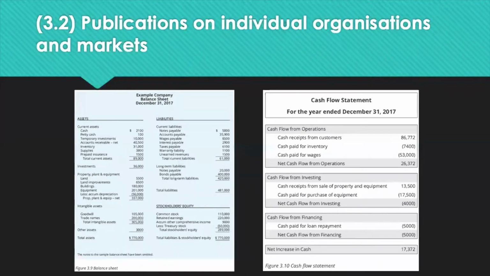So we're now going to look at publications on individual organisations and markets. On the left, we've got a balance sheet, and on the right, we have a cash flow statement. Which of these documents gives the best indicator of an organisation's financial health?